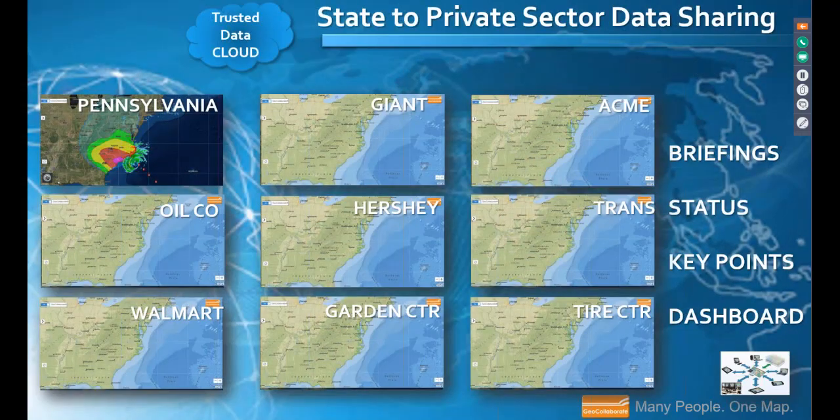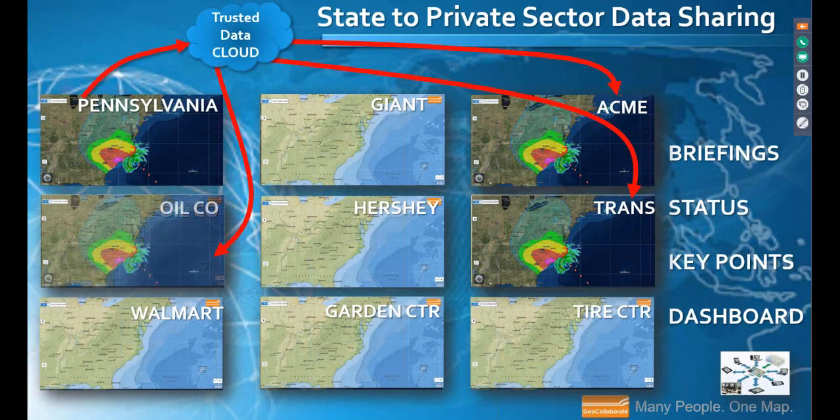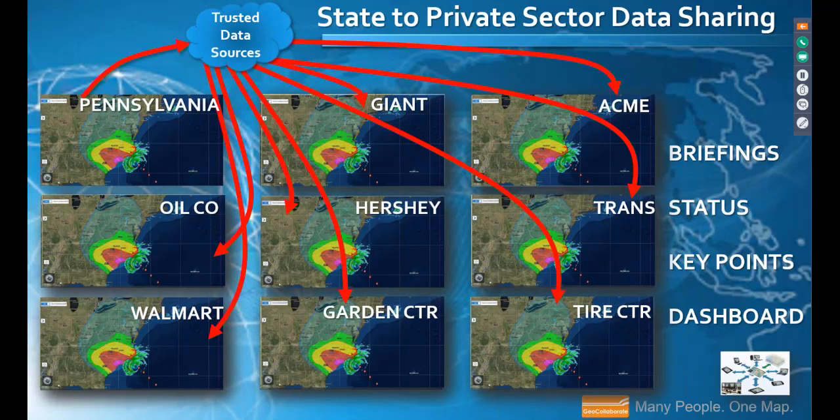Yes. Okay. So the next slide I want to show here, Tom, is an example. We're taking Pennsylvania and how they might share information out to the private sector, to organizations that might want to see information that Pennsylvania might be staging in a business emergency operations center. So, for example, if Pennsylvania sends their data into the trusted data cloud, then anybody who turns Geo Collaborate on will also get that data in real time. And as it updates, it will also update on these follower systems, these private sector companies. And of course, if these other ones like Giant and Hershey and Garden Center, Tire Center, and Walmart turn Geo Collaborate on, then the data flows into them as well.